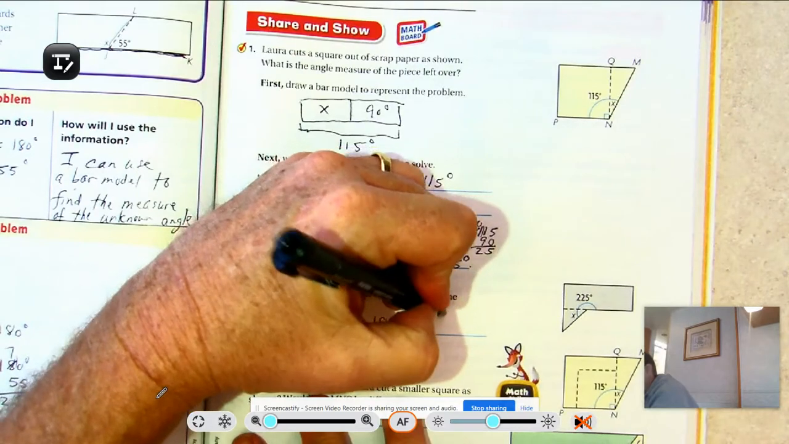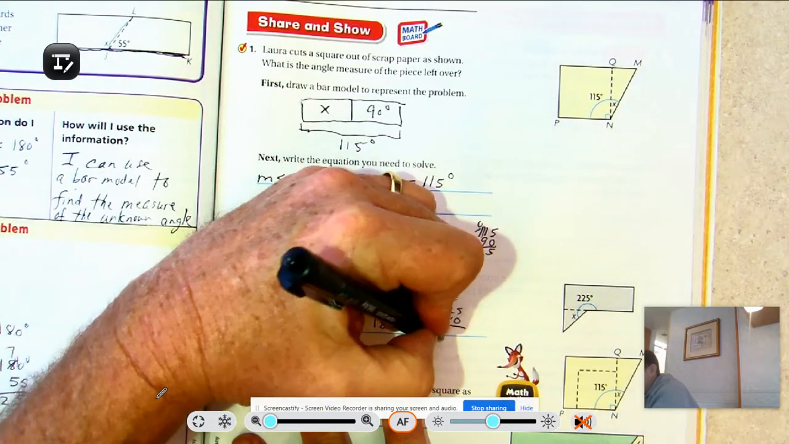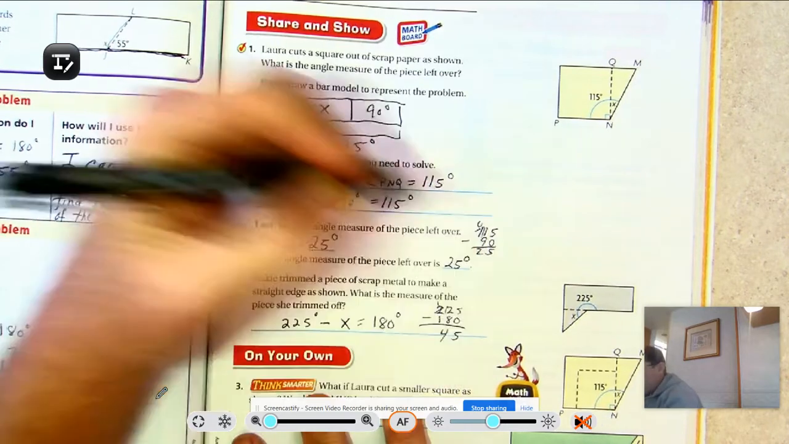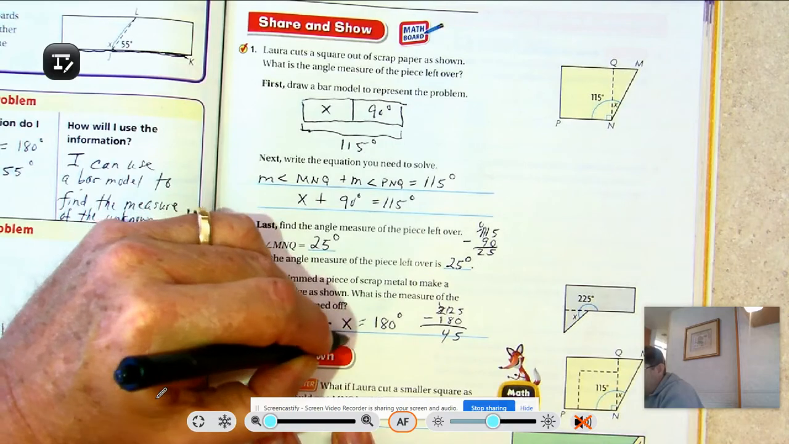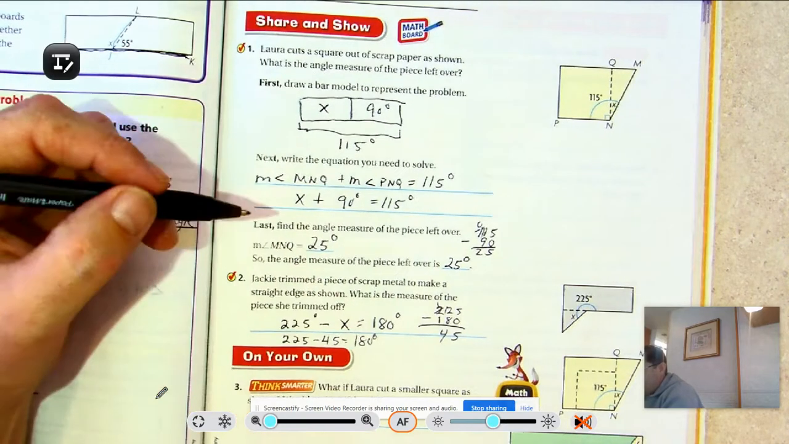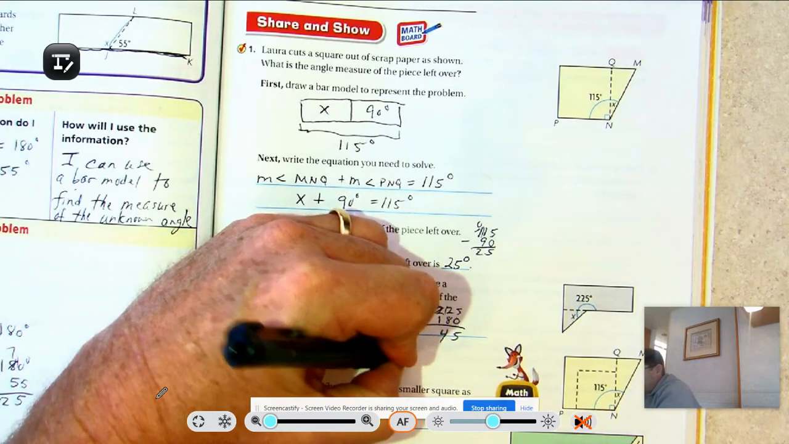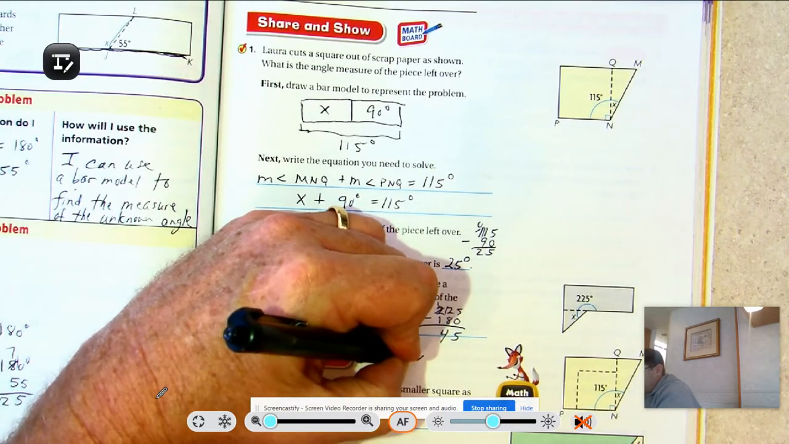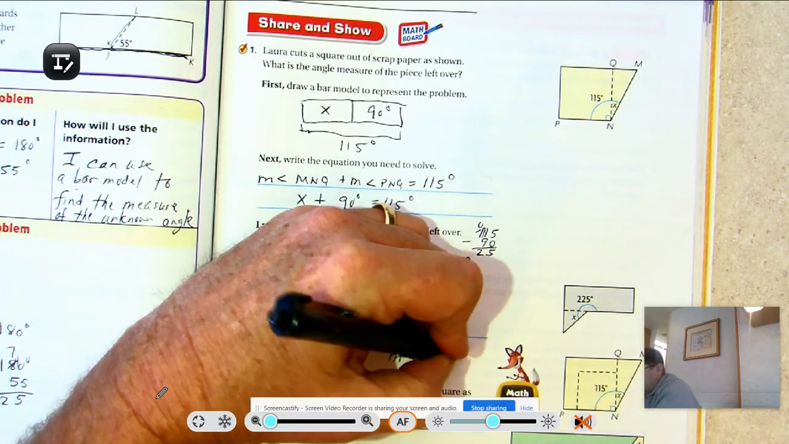Well, let's go 225 minus 180, 45. 225 minus 45 is 180. So the measure of angle x equals 45 degrees.